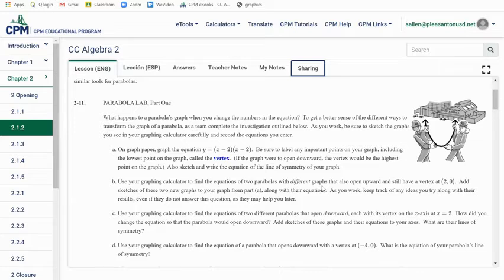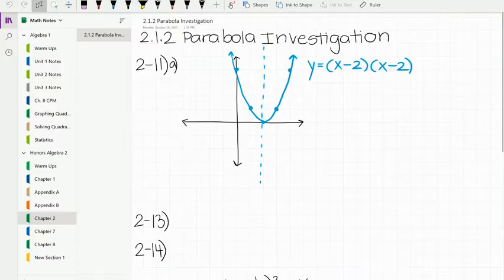And then it says to be sure to label any important points on your graph, including the lowest point on the graph called the vertex. If the graph were to open downward, obviously the vertex would be the highest point on the graph, and then also sketch and write the equation of the line of symmetry. So for number 11, I started that process.